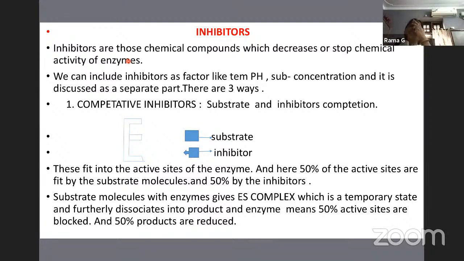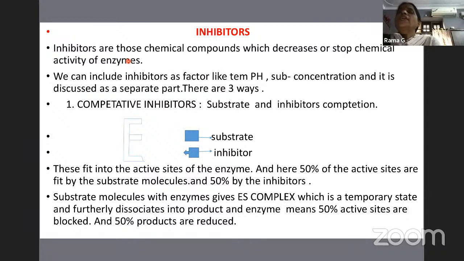That means inhibitor. Materials which stop or help in decreasing the reactions are called inhibitors. Inhibitors are the materials which resist or show their effect in decreasing the activity. And in enzyme activity also, there are some inhibitors which help in decreasing the rate of reaction, or which stop the chemical activity of the enzymes.